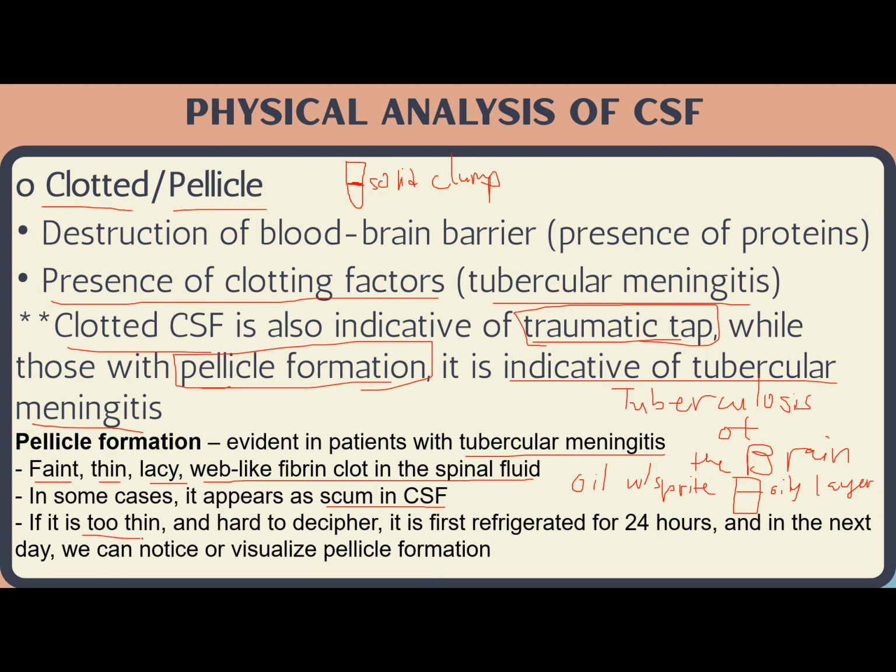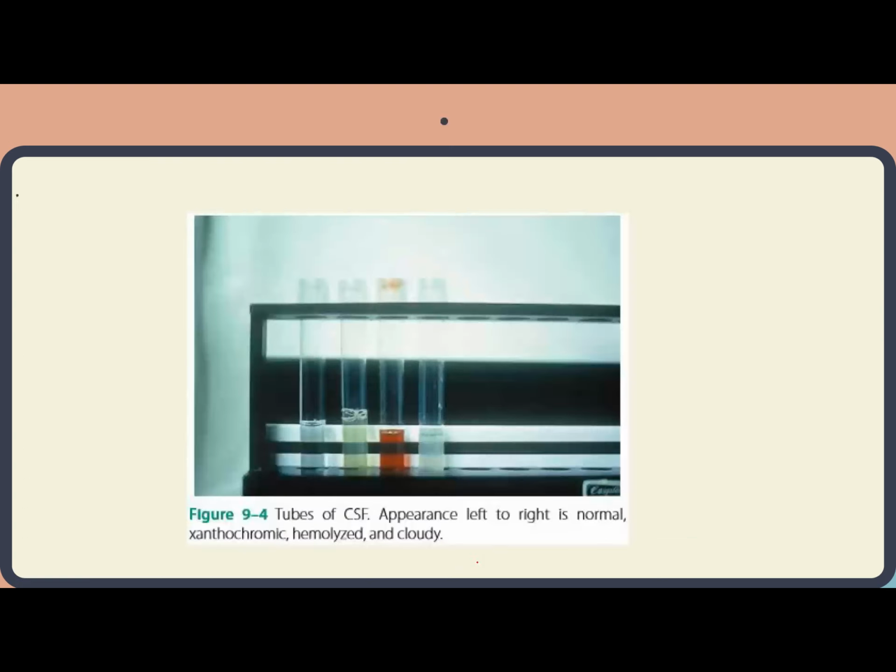Now, if it is too thin and hard to decipher, class, it is first refrigerated for 24 hours. And the next day, you would notice or visualize pellicle formation. So if you're unable to identify, class, if it's really a pellicle, you need to refrigerate it for 24 hours. Then after 24 hours, you would now be able to better visualize the pellicle formation. So this is the appearance of your CSF.